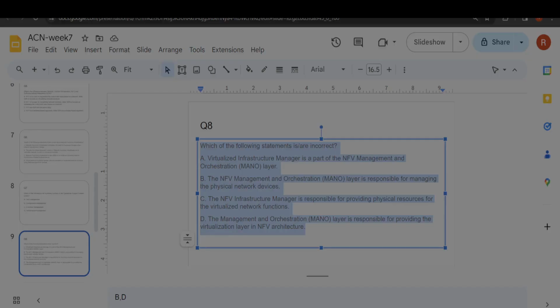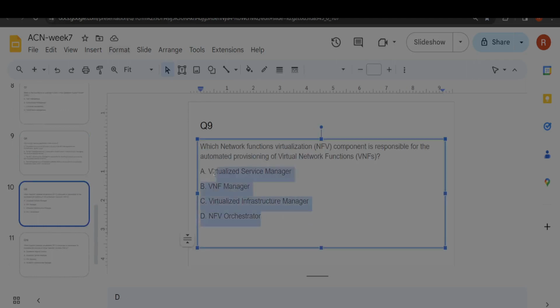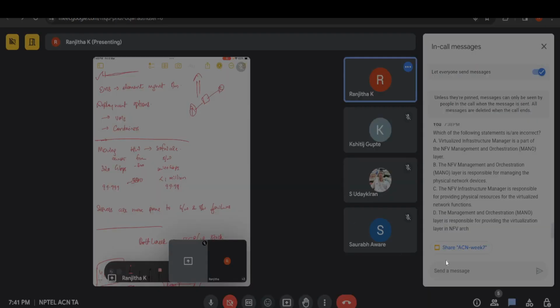So next question. Which network functions virtualization component is responsible for automated provisioning of virtual network function?